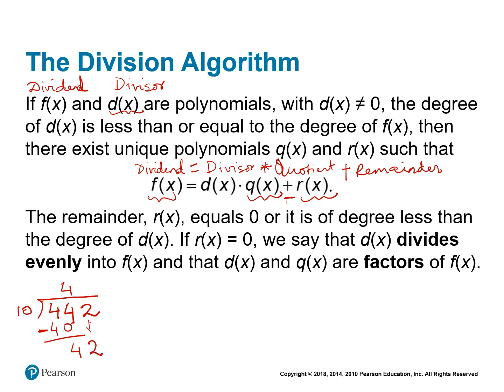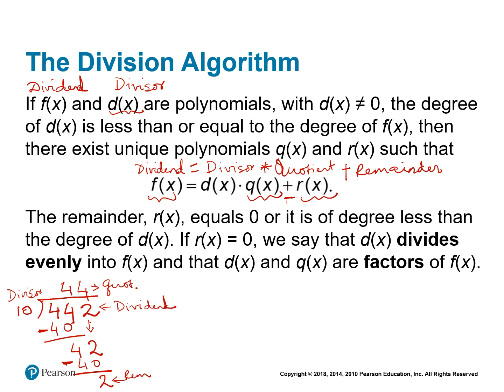All right, and then 10 times 4 again is 40. So I write the 40 here. Do the subtraction. 42 minus 40 is a 2, and that's my remainder. This is my remainder. This is my q of x or quotient. And this is my divisor, 10, and this is my dividend.